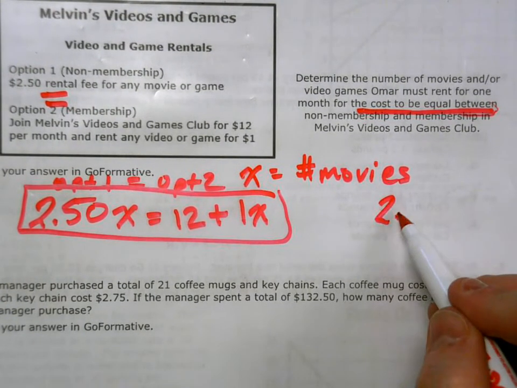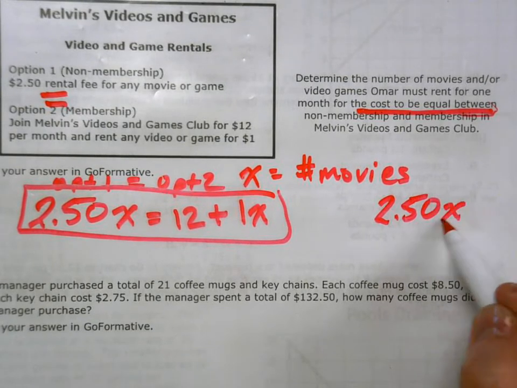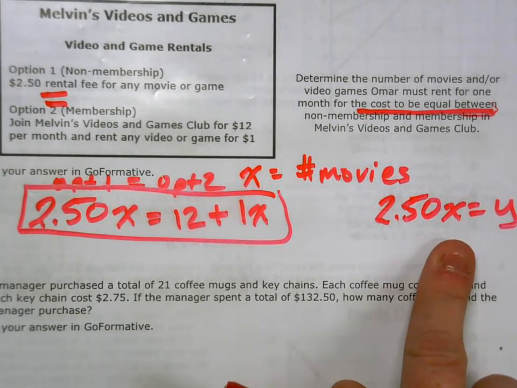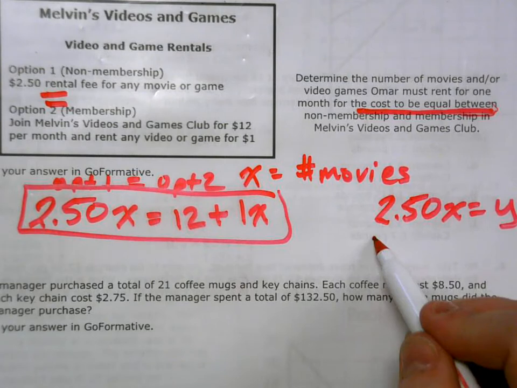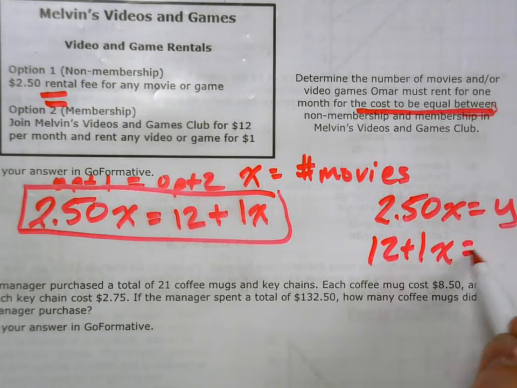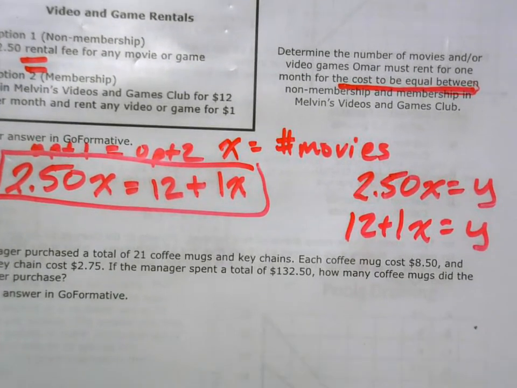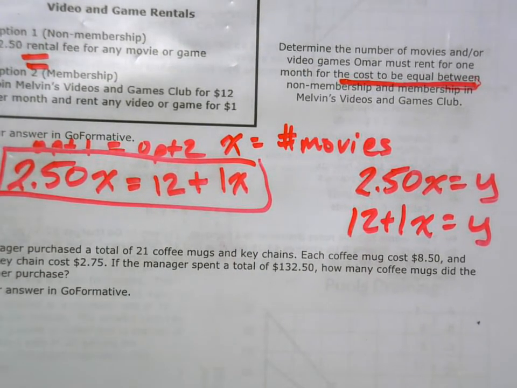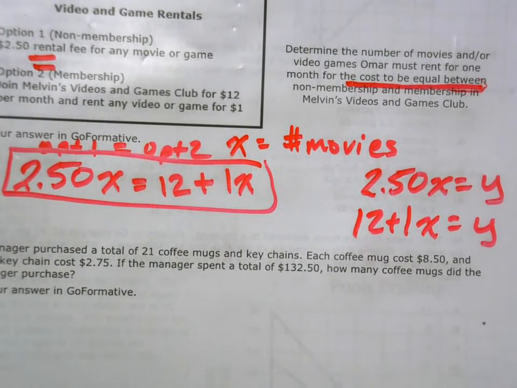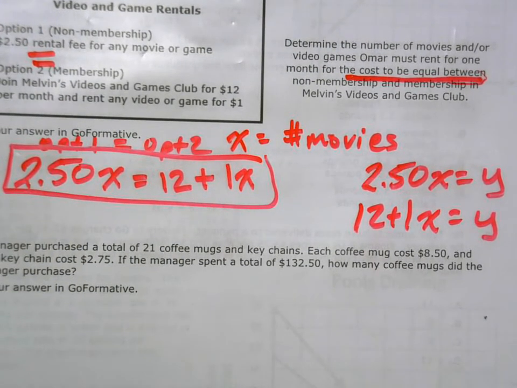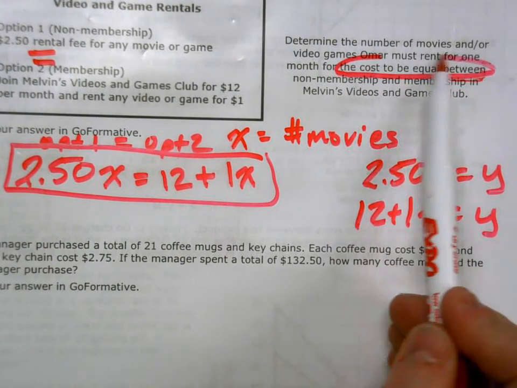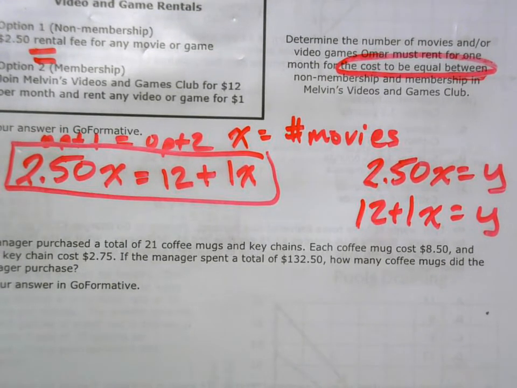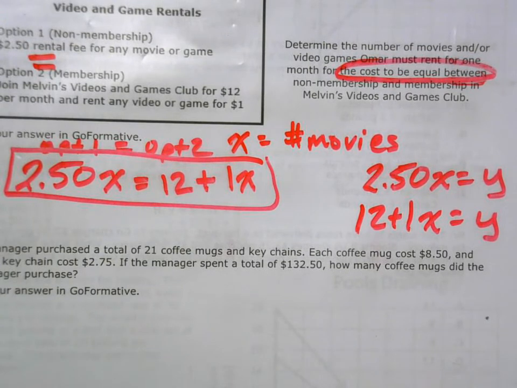If we did set it up using a system of equations, it would look like this: 2.50x equals y, and 12 plus 1x equals y. And then you would have to use substitution, and it would look like this. So it can be set up using systems, but it's really easier when it has this phrasing that it wants them to be equal. It's really easier just to set it up like this and solve, because that's what it's asking you for.